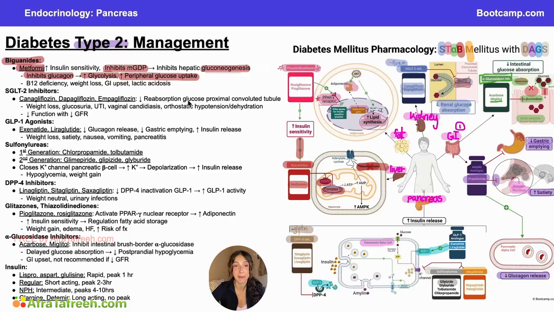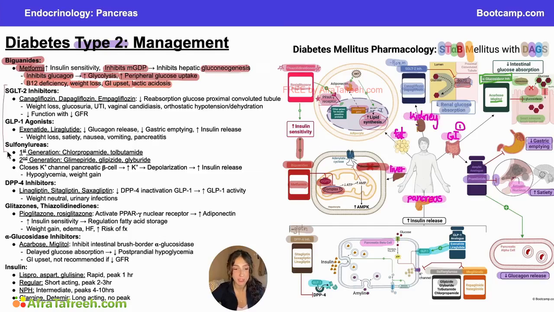Now, for all these agents that we talk about, of course, there are side effects. And a very important side effect for you to be aware of in regards to metformin is B12 deficiency. B12 deficiency can result after prolonged use of metformin and is a frequently tested complication. So if a patient on metformin starts developing peripheral neuropathy in a stocking and glove distribution, or they have a megaloblastic anemia, definitely think about B12 deficiency. Additionally, weight loss, GI upset, and lactic acidosis can result from metformin. Metformin is probably the most commonly used first-line agent for the treatment of type 2 diabetes.